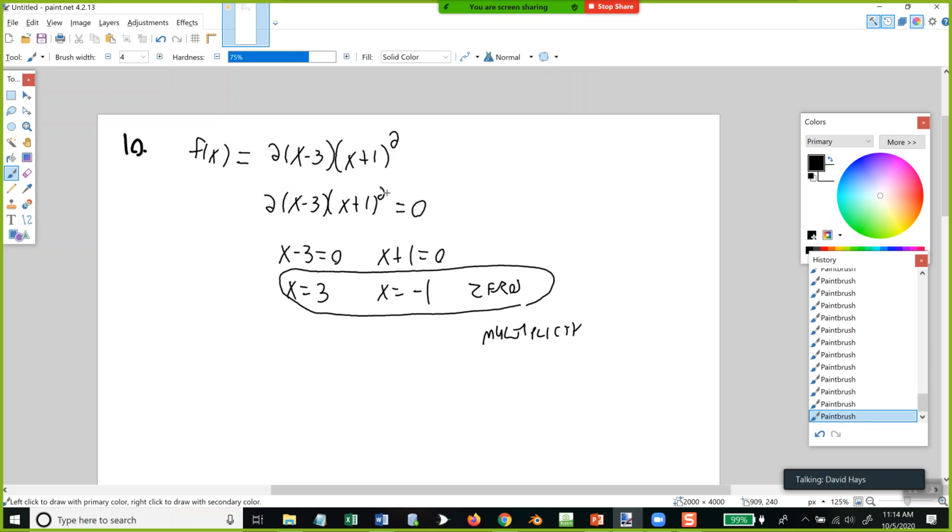Well, it goes back to our power up here. See how this x plus 1 has a second power? That has a multiplicity of 2. This x minus 3, if I were to put a power on it, has the first power. So that has a multiplicity of 1.